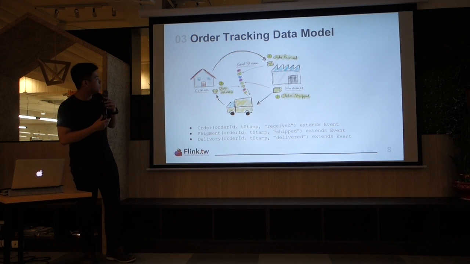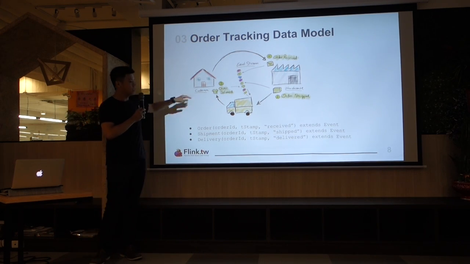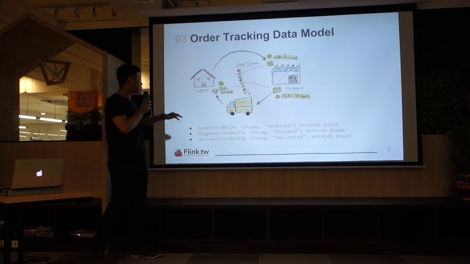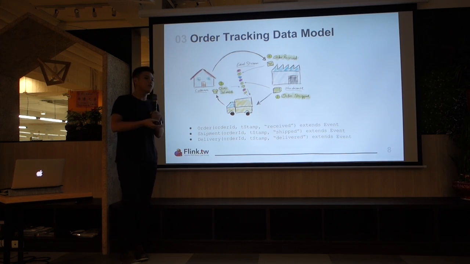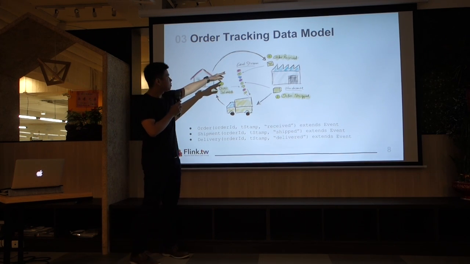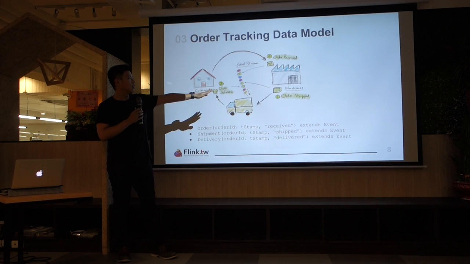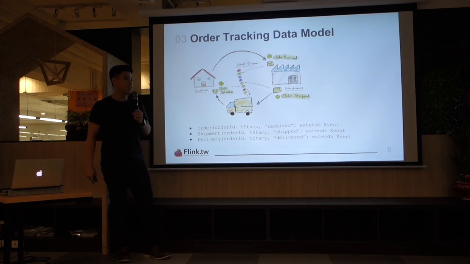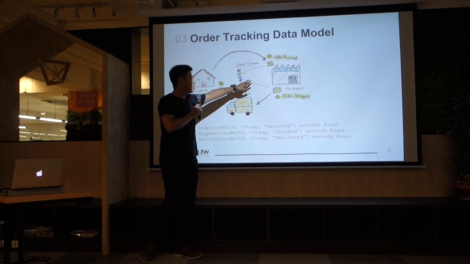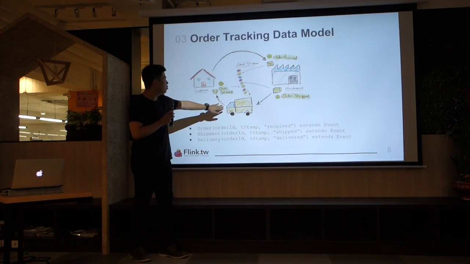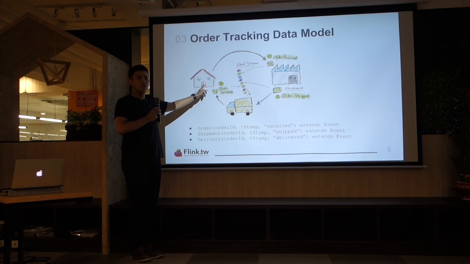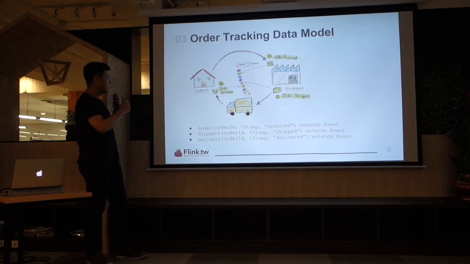The first we're going to go through is this scenario. We have a customer who ordered something. It might be buying something on Amazon or PC Home. The order is received at the warehouse of an e-commerce company. I receive this order, and then I ship this order. And after I ship this order, it will be delivered. So three events: received, shipped, delivered.